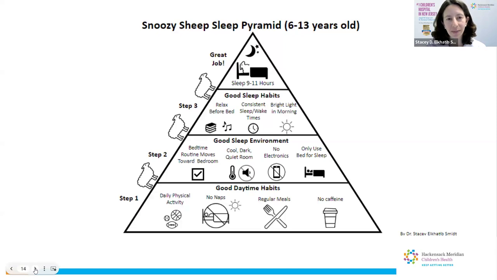Once you have good daytime habits, you can focus on the nighttime. Step two would be establishing a good sleep environment. So that would be doing a bedtime routine that moves toward the bedroom, because children and adults for that matter respond to signals, and it can be very confusing if you go brush teeth, then go downstairs, then go back upstairs and back and forth. It really helps to move towards the bedroom.